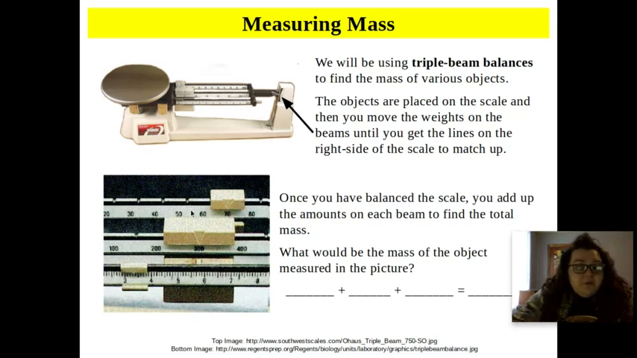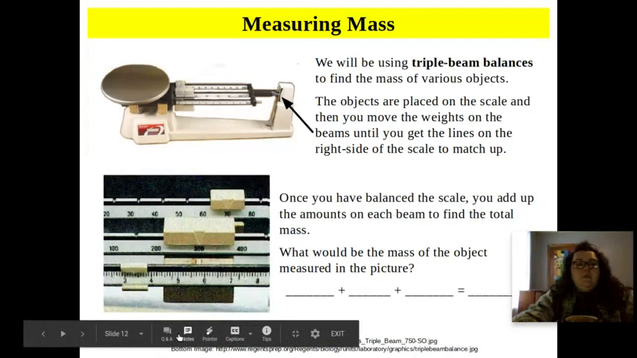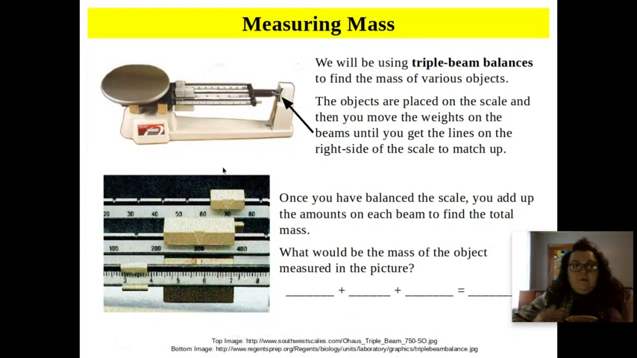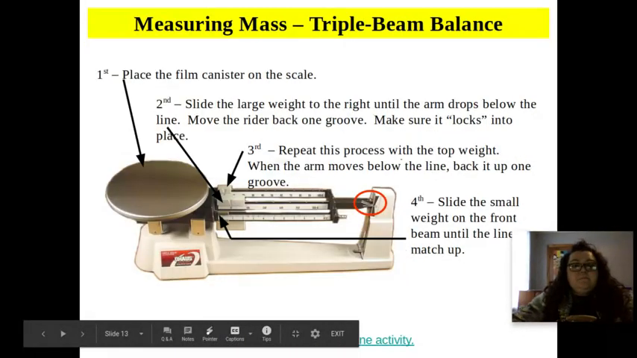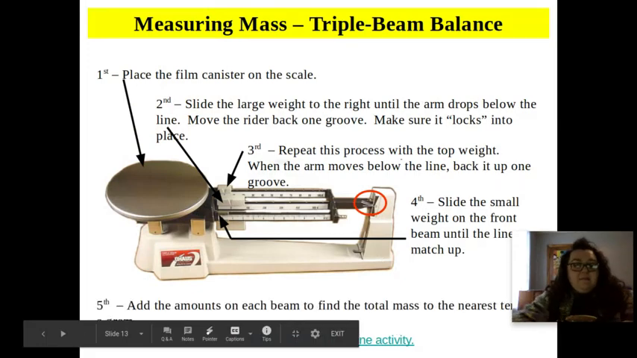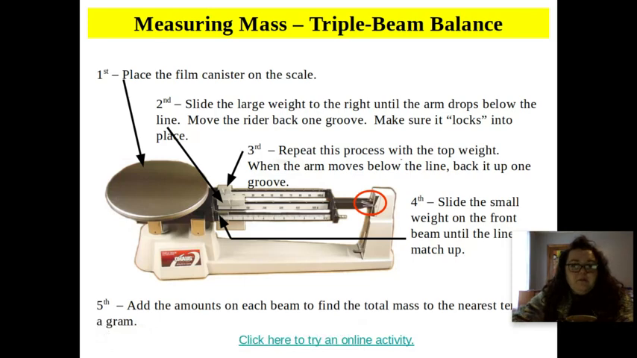If you ever do have to use one of these, or this is similar to the scales they have at the gym, unless they have a metric one, you will move the blocks. You'll use the biggest one first, and then you'll get smaller, and you'll just add them all together for the mass. So that's just explaining how to use a triple beam balance. So those are metric units for those types of measurements.